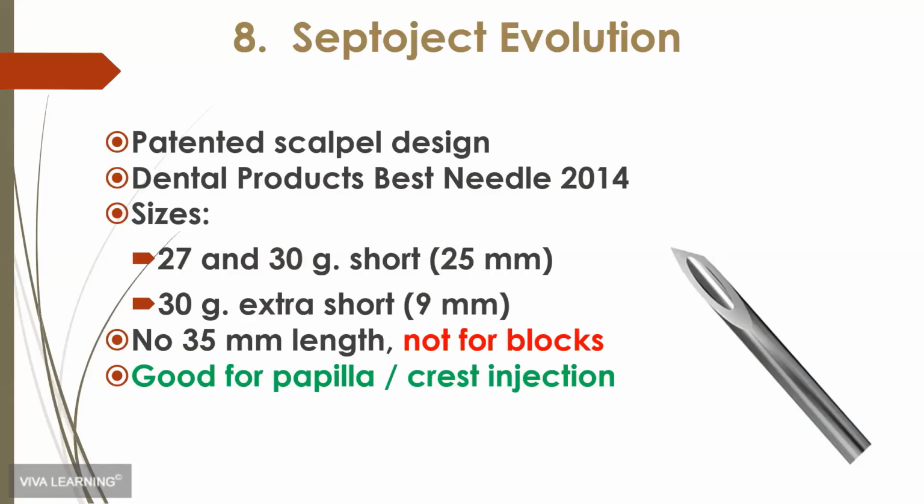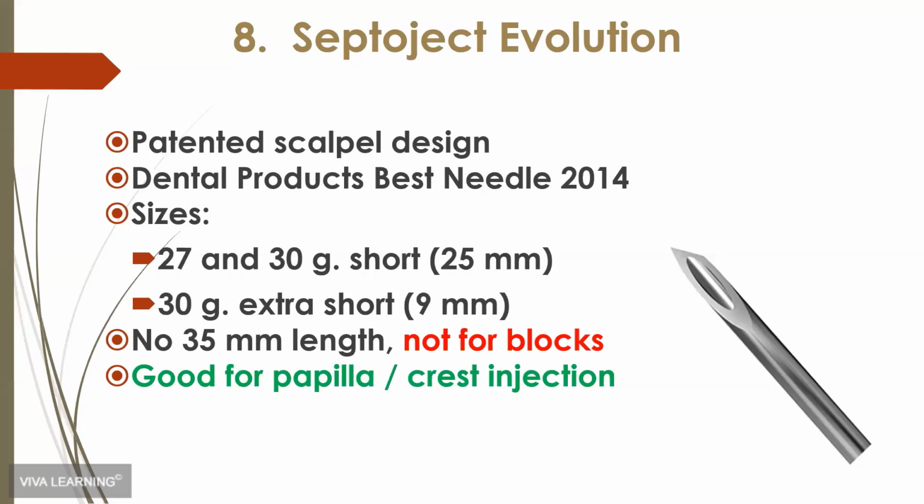Next new product is called Septaject Evolution. This is a very sharp needle. It's got a scalpel design to it. This is so sharp that it doesn't come in a long 35 millimeter length. So this is only for infiltrations, because you put this past the lingual nerve and it could actually sever the lingual nerve if you use it for an inferior alveolar nerve block. So this is an infiltration needle.